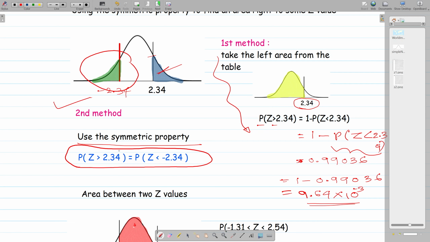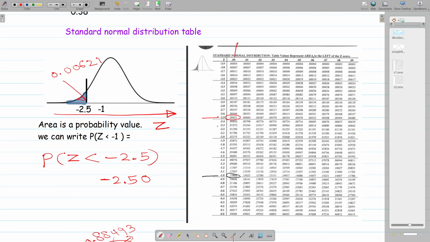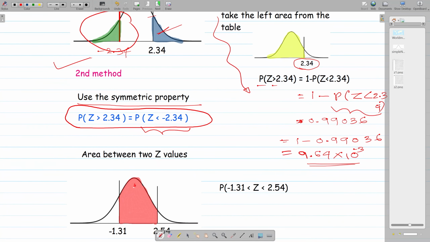But instead of doing that, we can just use this technique and find the right side areas quickly. Let me go to the table and find the area less than minus 2.34. Okay, minus 2.34. Yeah, this is the value, 0.00964. Let me write that down. 0.00964. See, you get the same answer.